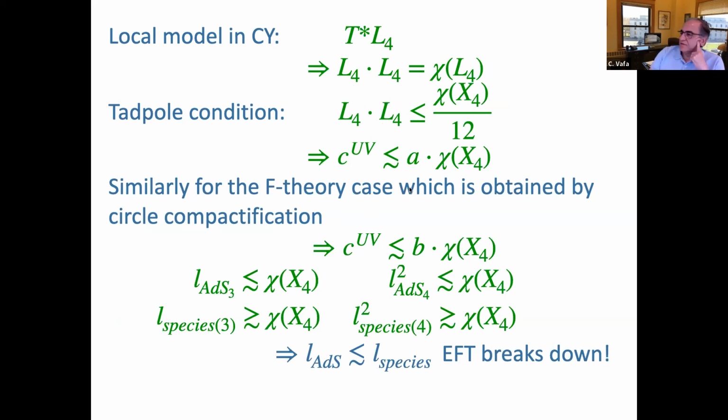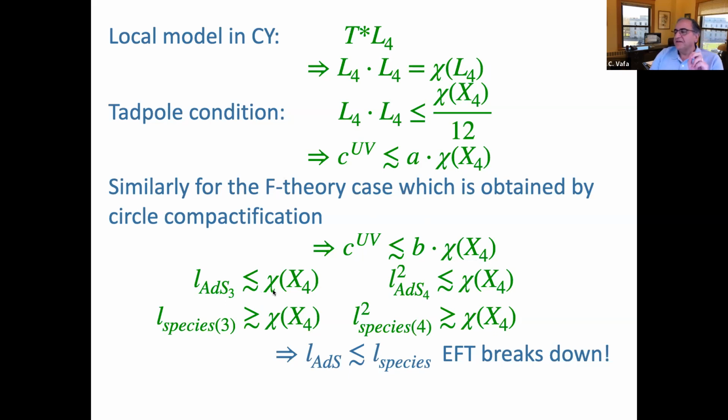Similarly, for the F-theory case, we obtain a similar formula: the central charge is less than some constant times the Euler characteristic of the elliptic 4-fold. So this gives rise to the fact that the AdS length scale is bounded by the Euler characteristic of the Calabi-Yau in both cases. One is squared, one is not, because of the usual formula relating the radius of AdS to the corresponding central charges in the dual conformal theory.